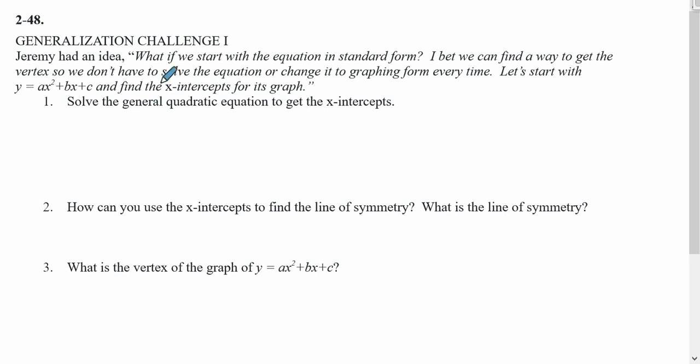I want to find the x-intercepts. Again, we're looking at this from a very general form. We're not putting numbers in for a, b, or c. So if I just give you letters for the coefficients, can I find my x-intercepts by factoring?